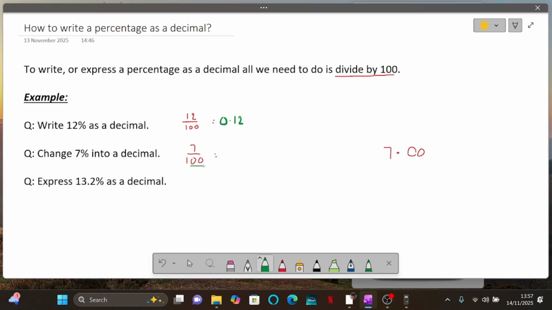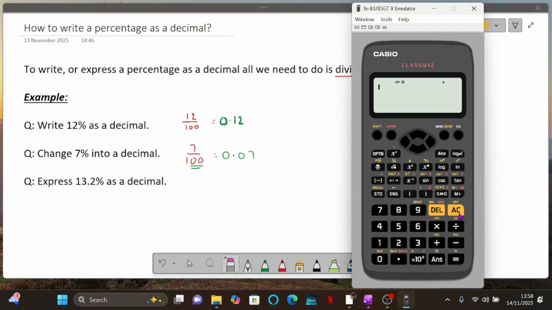We are dividing by 100, which tells me I need to move the decimal point 2 spaces to the left, because when we are dividing, we go to the left. So this is going to go 1, 2. So I'm going to put a 0 here because it's going to go before the 7, before the 0. So this is going to give me 0.07 because the decimal point would be here.